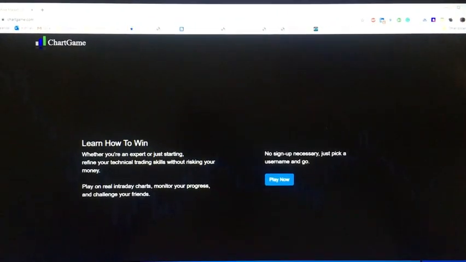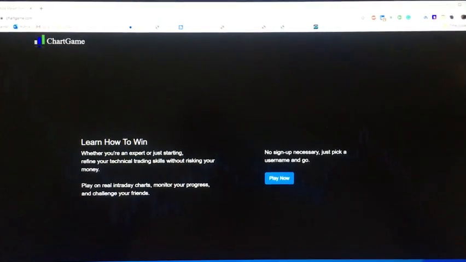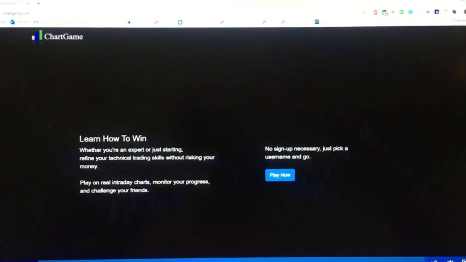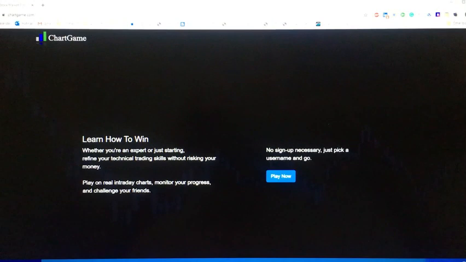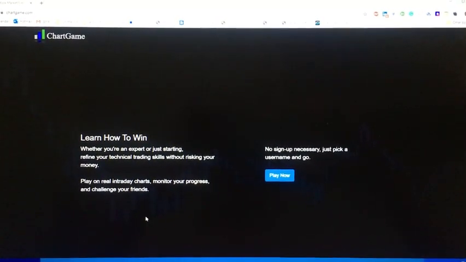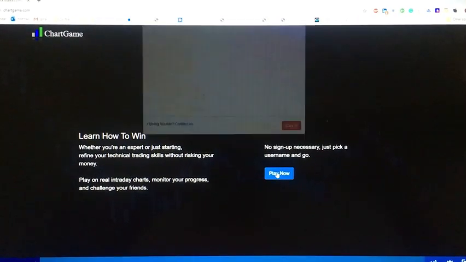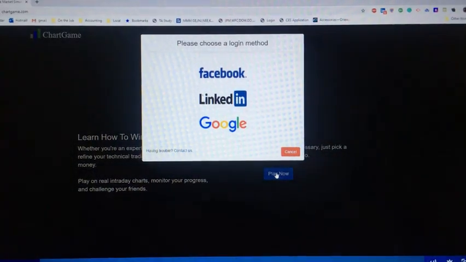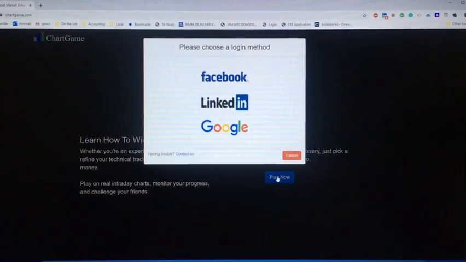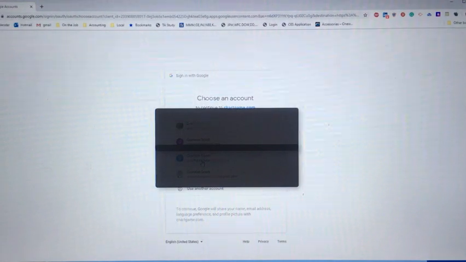First, let's look at what it would take to do this using a high-quality simulation program. There are many stock simulations that you could use. We recommend this one, chartgame.com. It's a free site. This is the page you see when you show up. Just simply click on the Play Now button, and it'll ask you which one of these login methods you want to go with. And I'm going to choose an account I already have.